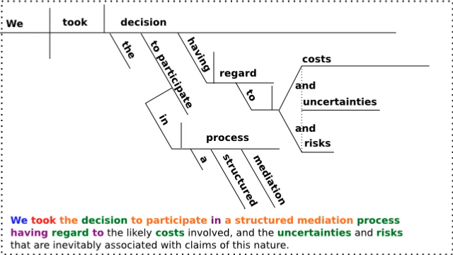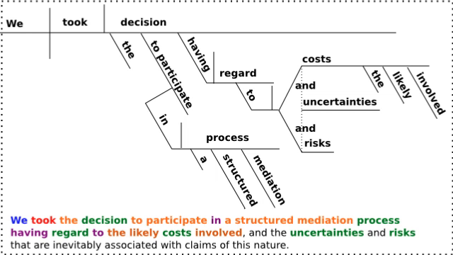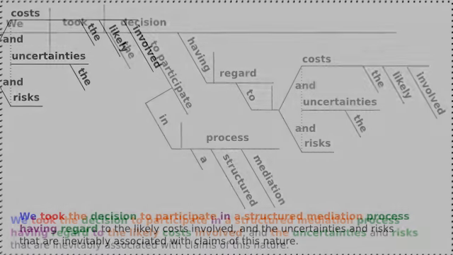Now we'll look at the modifiers of the objects. Costs has 3 modifiers: the, likely, and involved. So we'll make those bold, and they're diagrammed like all modifiers, just on slanted lines. Uncertainties has 1 modifier, the definite article, the, also diagrammed with a slanted line like that.